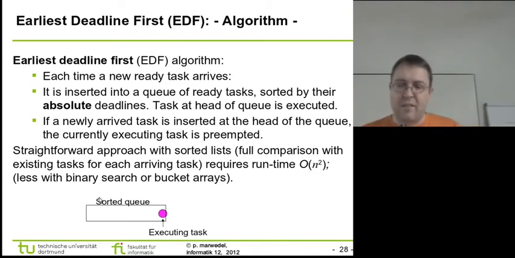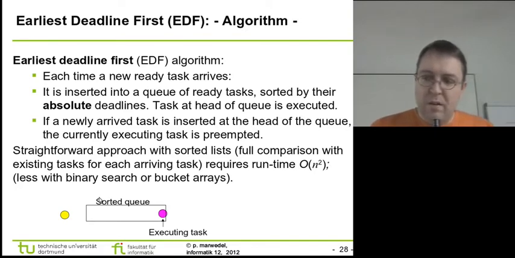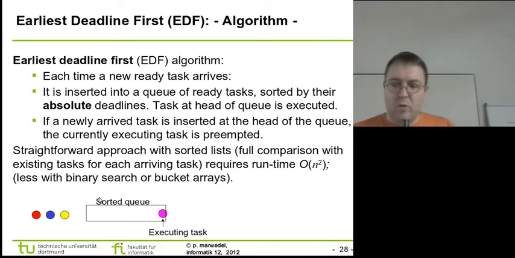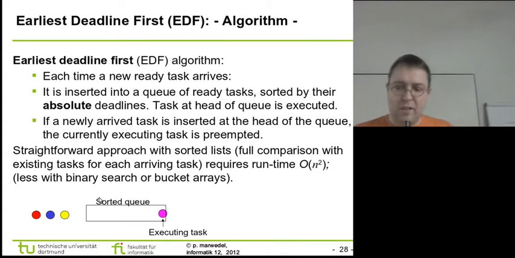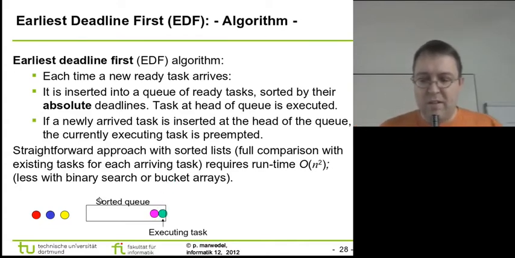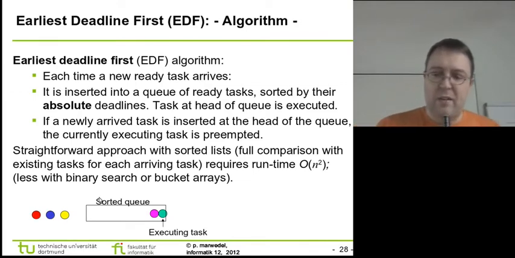There's a task that's executing, and it's at the head of the queue where there's only one task at that moment, so it's executed. And then new tasks arrive. So we have one task that arrives, another one with a larger absolute deadline, and possibly a third one. And now a newly arrived task actually comes, which has a deadline which is less than the deadline of the task that's currently executing. So this executing task is actually preempted, it's taken away from the CPU, and that newly arrived task is now put on top of the queue and is executing.